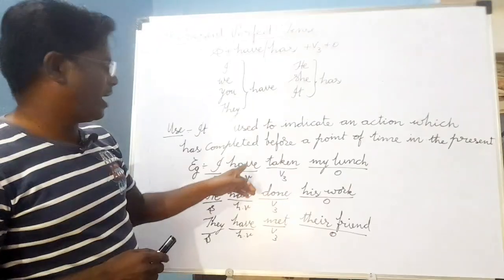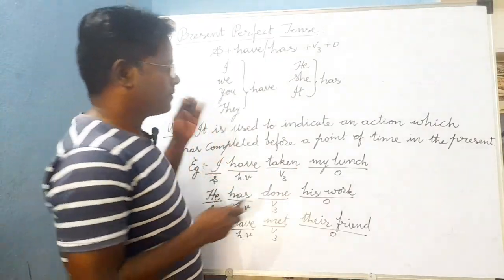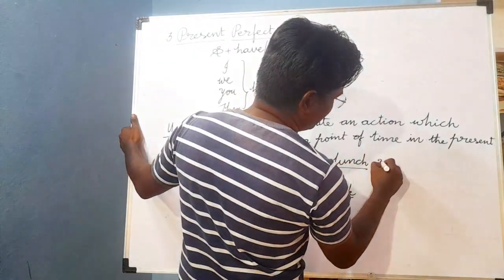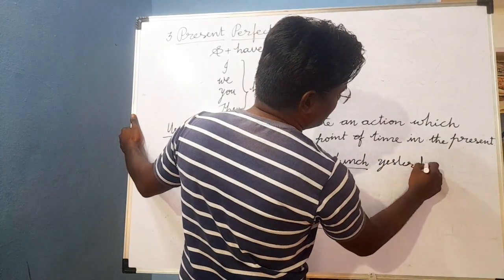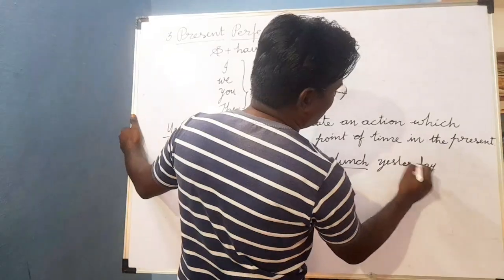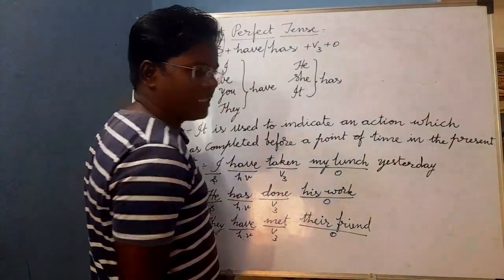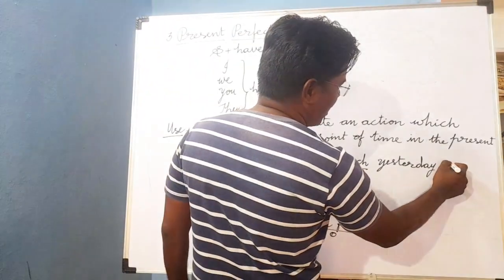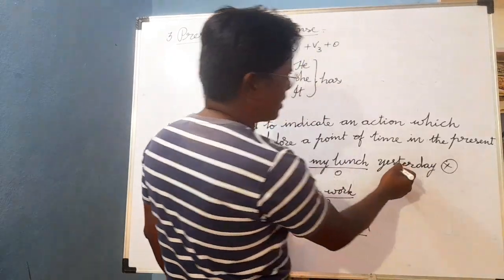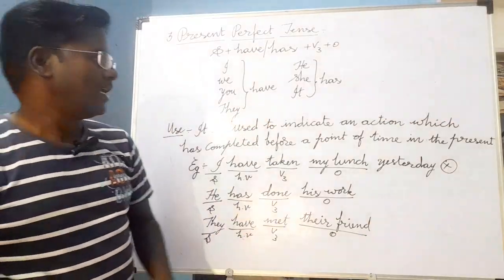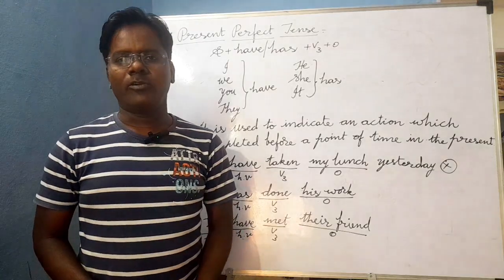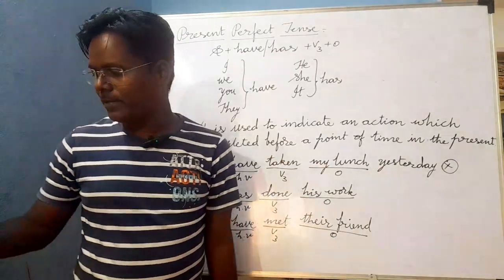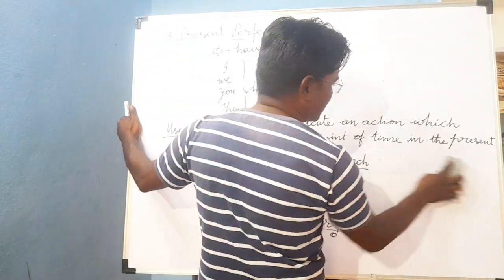For example, I have taken my lunch yesterday. If I use it like this, this sentence is wrong, because yesterday is a past timing adverbial. That's why we don't want to use it like this.